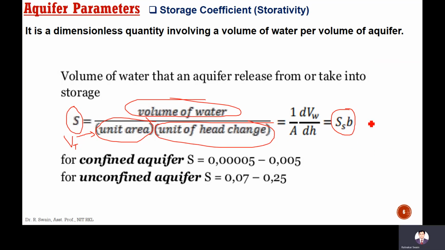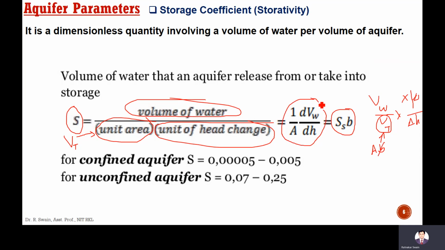Because storativity is the volume of water divided by the total volume under unit change in head. So this total volume we can write as A into B. If we multiply by B, then it will give you the volume of water divided by unit area into unit head change, which is nothing but 1 by A into dVW divided by dS. So this is storativity.